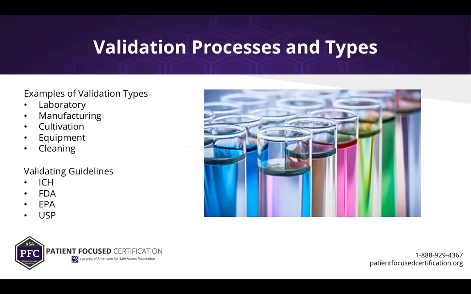There's a number of different validation types. For us, we're going to talk today about laboratory, manufacturing, cultivation, equipment, and cleaning types of validations and ways that you can incorporate the validation processes into that. There's also a number of different validating guidelines present, including those by the International Council for Harmonisation, the Food and Drug Administration, the Environmental Protection Agency, and the United States Pharmacopeia. There are other validating guidelines out there, and it really should be taken into account what your process is to determine which guidelines you should follow to best validate your process.